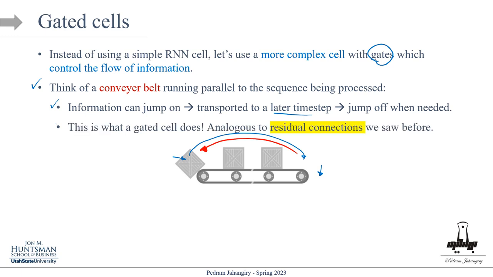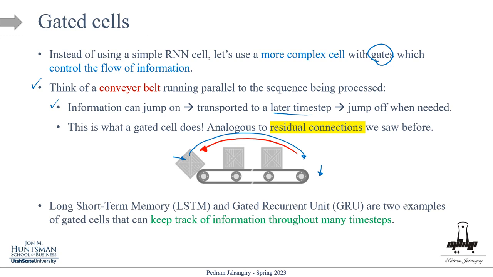Okay, so this is what a gated cell does. It is analogous to residual connections as we saw before in the ResNet neural network. So LSTM, long short-term memory, and GRU, gated recurrent unit, are two examples of gated cells that can keep track of information throughout many time steps. So that's the whole point, right?